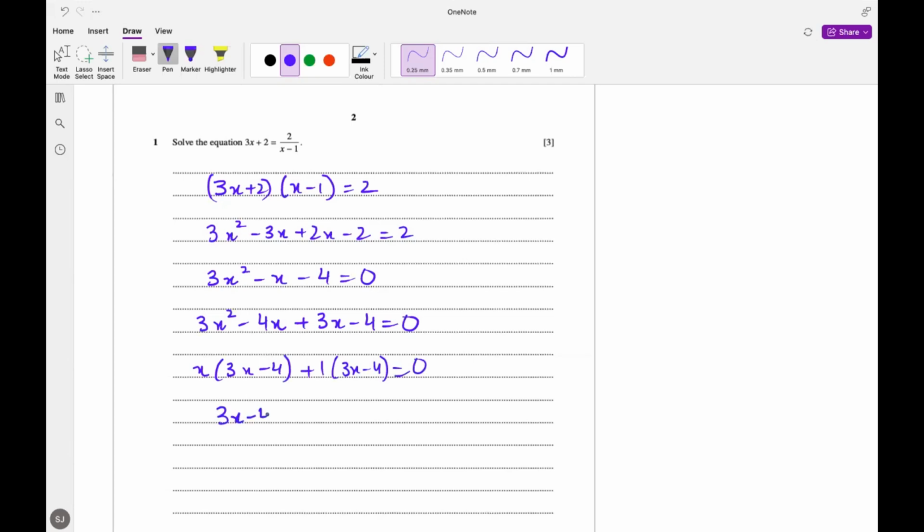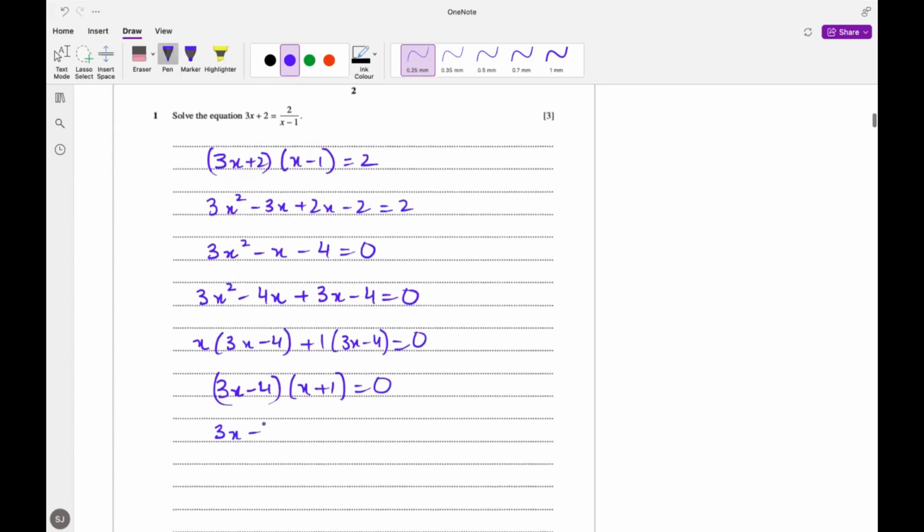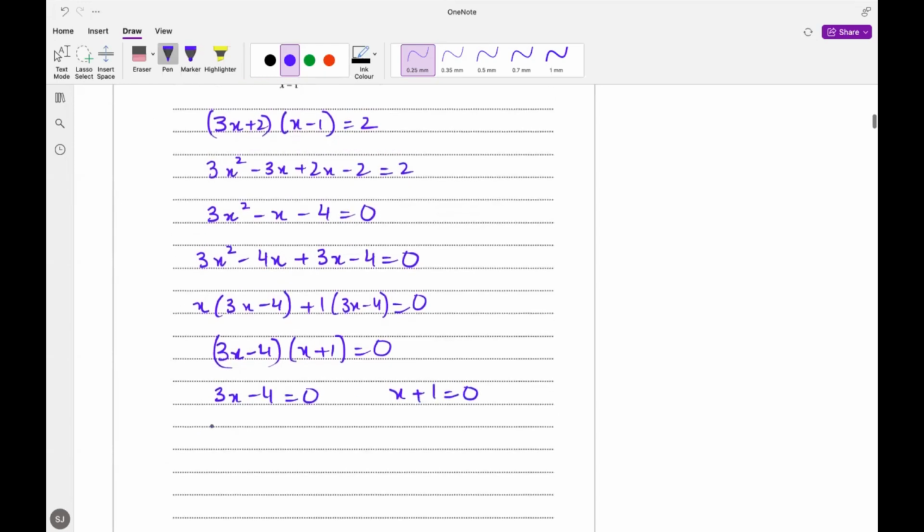Taking common 3x - 4, we'll get (3x - 4)(x + 1) = 0. So 3x - 4 will be equal to 0, and x + 1 will also be equal to 0. One of the values of x will be 4/3, and the other value of x will be equal to -1.